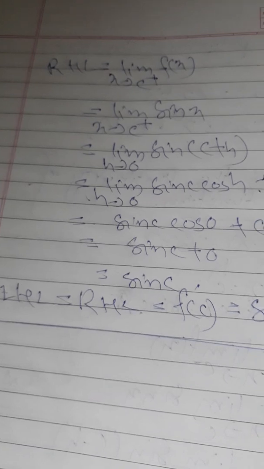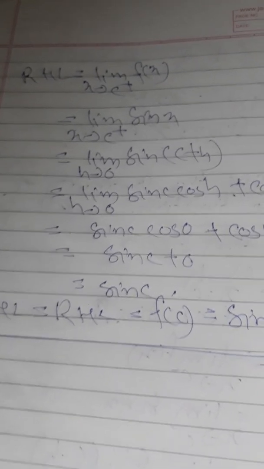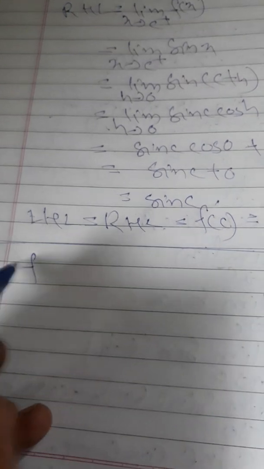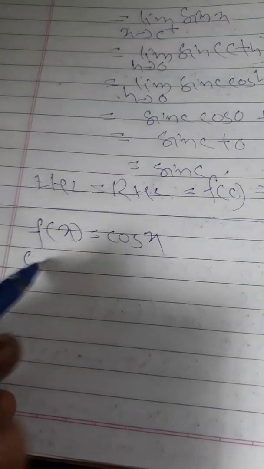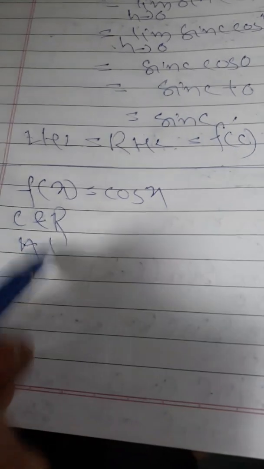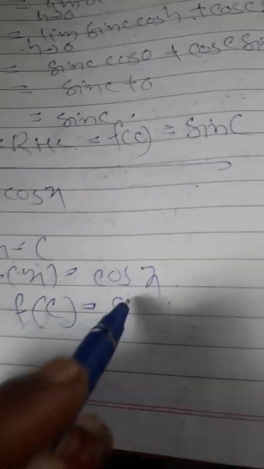Now one more thing that we are going to discuss is the cos function. We will see whether the cos function is continuous or discontinuous. So there I will be taking f of x equals cos x. Let c belonging to R be any arbitrary real number. At x equals c, f of x equals cos x, so f of c equals cos c.